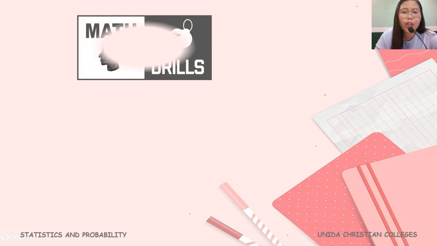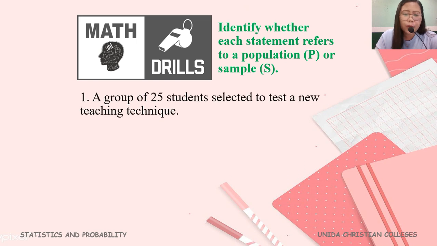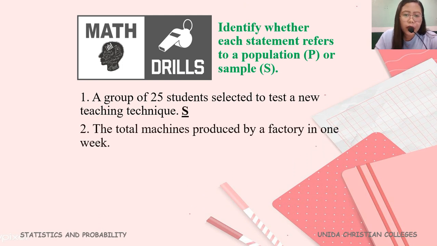Okay, let's have another math drills. So, in these math drills, we will identify whether each statement refers to a population, big letter P, or a sample, big letter S. Number 1, a group of 25 students selected to test a new teaching technique. What is the keyword? We have the word selected, that's why it is a sample. Next, number 2, the total machines produced by a factory in 1 week. What is the keyword? We have the word total. So, that is a population.